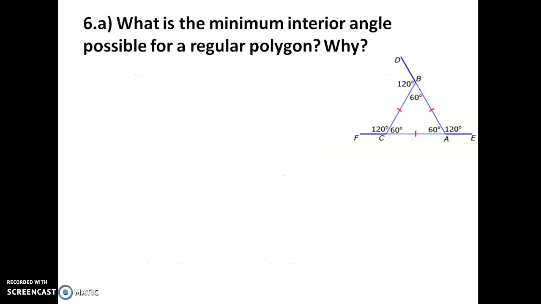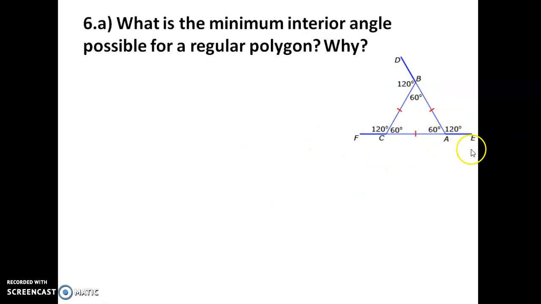What is the minimum interior angle possible for a regular polygon? So for a regular polygon, they are asking for the minimum, least interior angle. So what is the known regular polygon which has the least number of sides? Can we have a one-sided figure? No. Can we have a two-sided figure? No. Three-sided figure? That's a triangle. Okay. We can have a triangle.